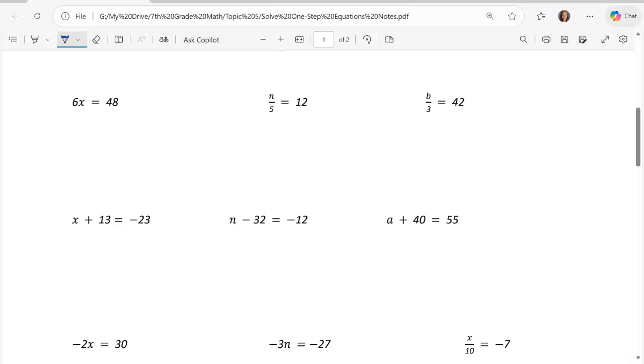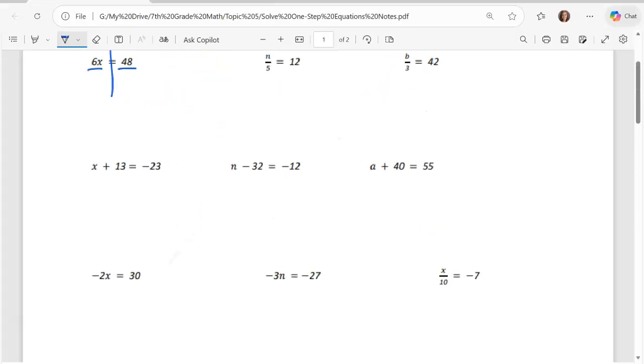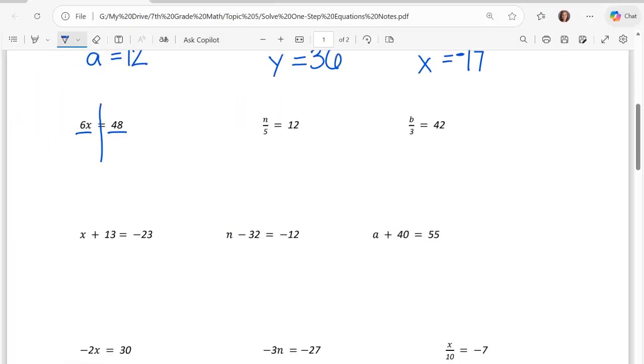Okay, let's go to the next problem. So we're going to draw our line. We have a 6 right next to an x. 6 right next to a variable means multiplication. The opposite of that is division, and we show division with a fraction bar. So I'm going to put a fraction bar on both sides, and we want to divide by the number we're getting rid of. So we want to get rid of that 6, so we're going to divide both sides by 6. 6 divided by 6 on the left side, they cancel out because that equals 1, and 1 times x is just x. That's going to equal, always put your equal sign, 48 divided by 6 is 8.